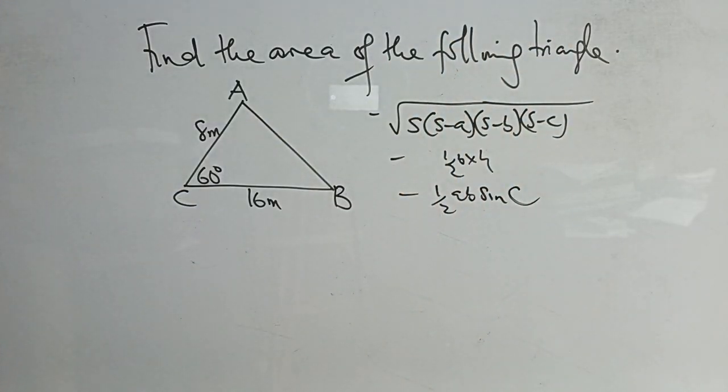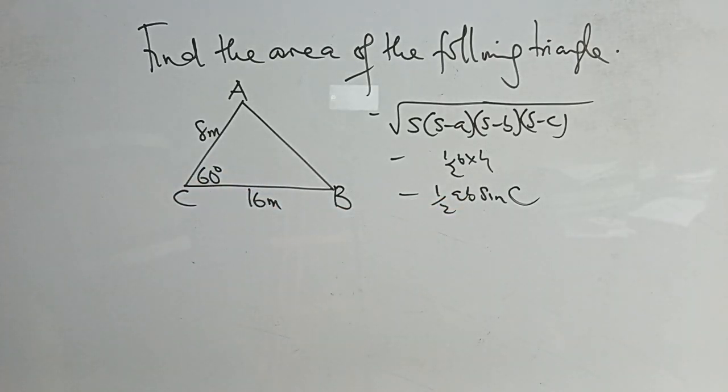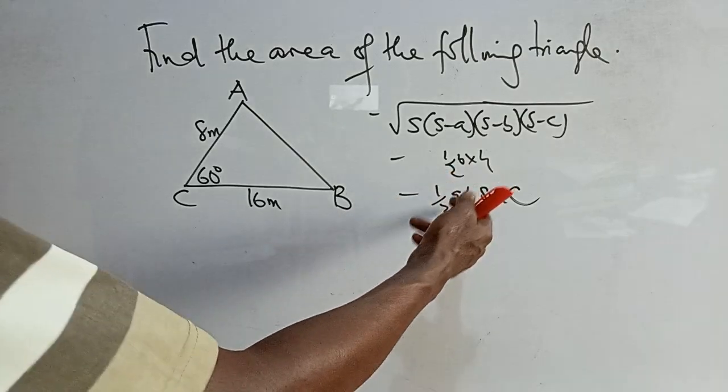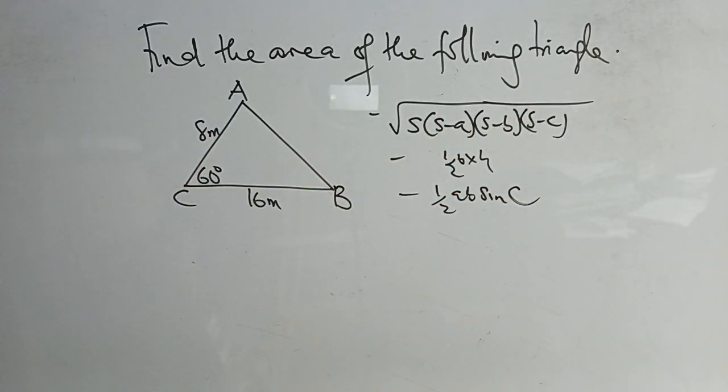That is, whenever you are given an angle and two other sides of the triangle, then it will be faster for you to use half ab sine C. It could be half bc sine A. It could be half ac sine B. It depends on the value given to you.